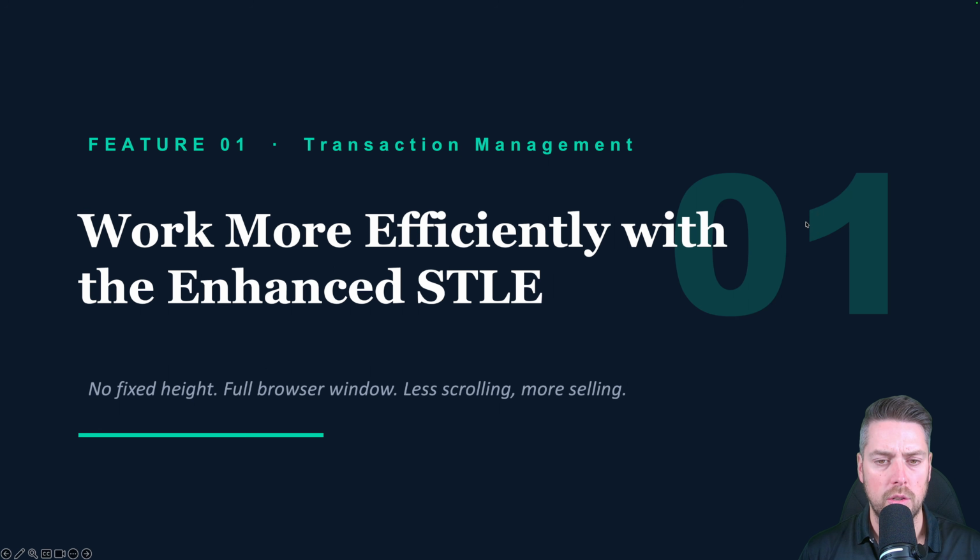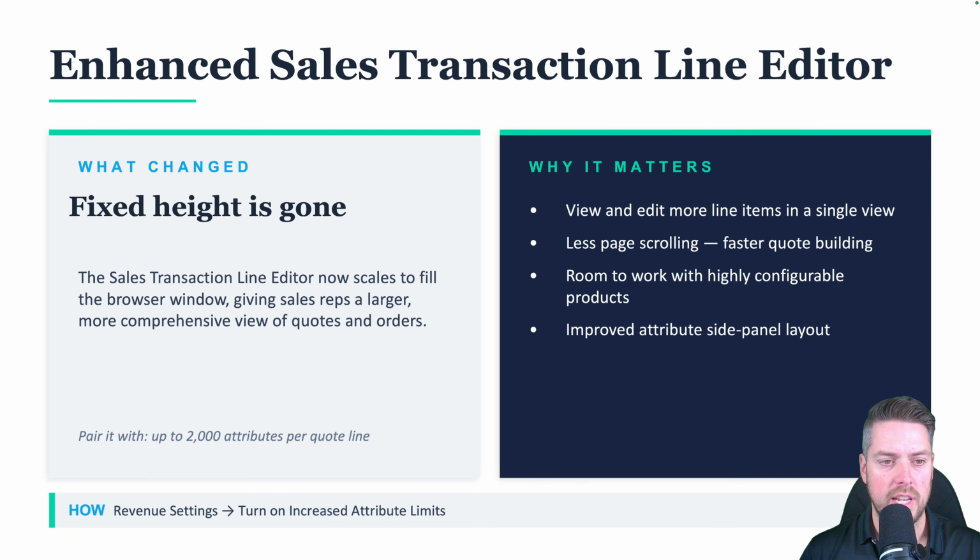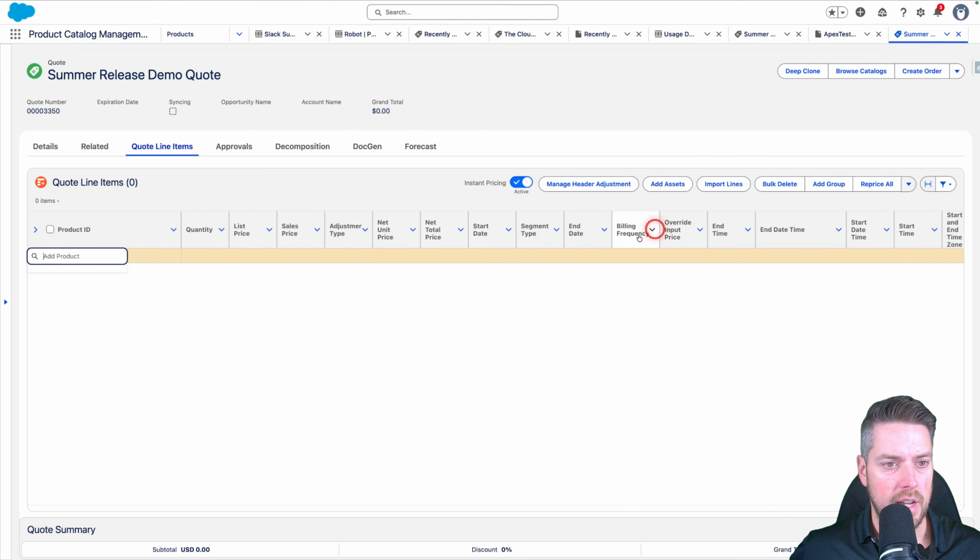So the first thing we want to take a look at is that enhanced sales transaction line editor. So no more fixed height, as I said. It also lets you see a lot more attributes per quote line on the side panel if you need to. So let me show you what that looks like in Salesforce.